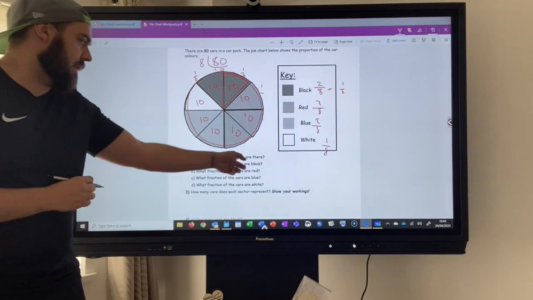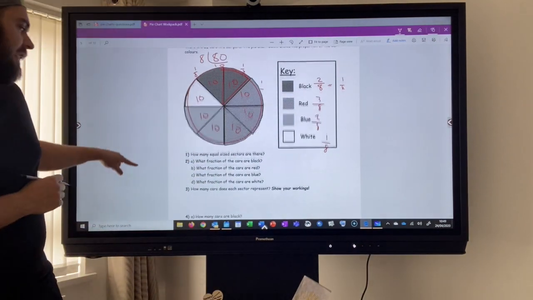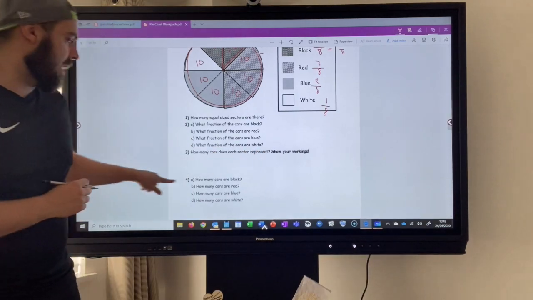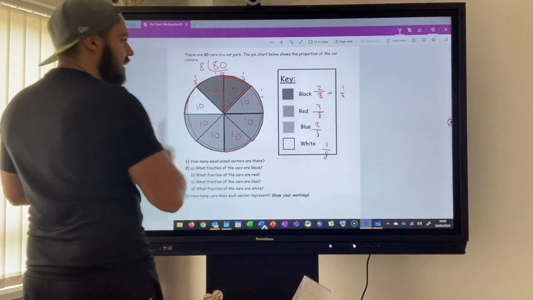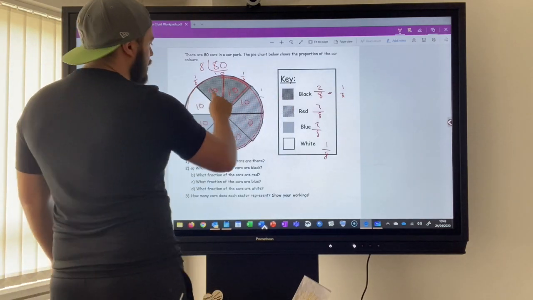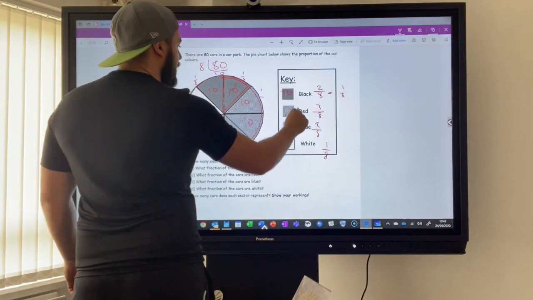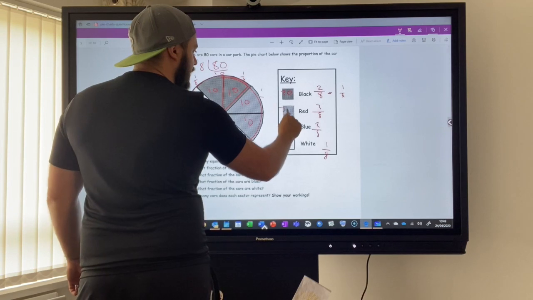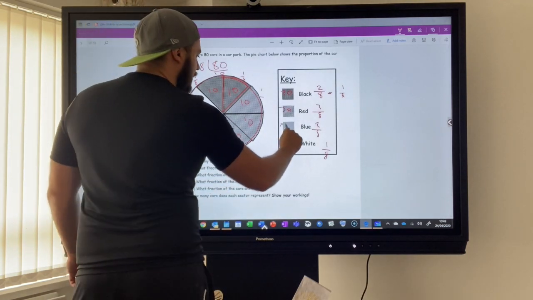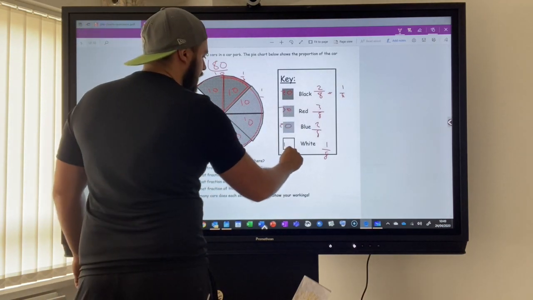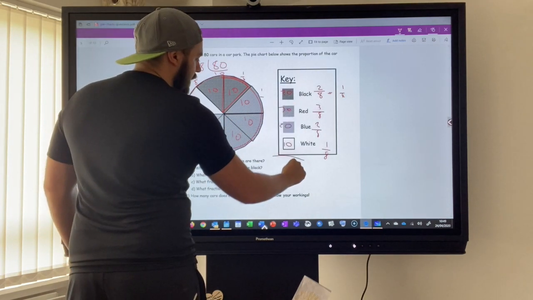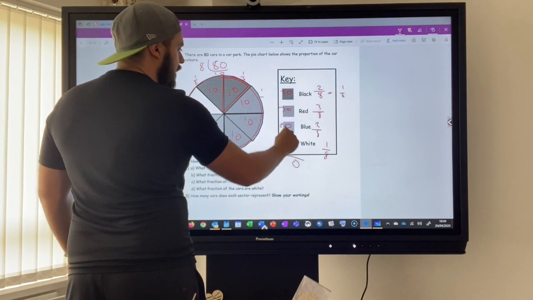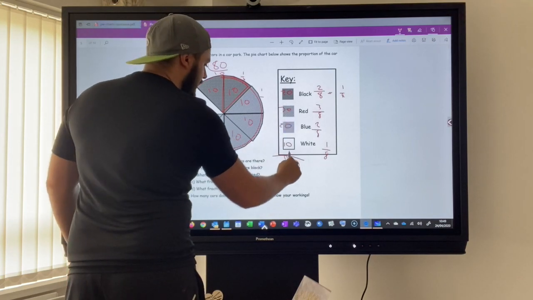How many fractions are red, blue, black, and white? Things like that. It then asks how many cars each sector represents. And we've just answered that because we've said 10 each. So let's work it out. Black, there's 2 tens, so that's 20. Red, there's 3 tens, so that's 30. Blue, there's 2 tens, so that's 20. And white, there's 1 ten, so that's 10. And this should add up to 80. 0 plus 0 plus 0 plus 0, then 1, 2, 3, 4, 5, 6, 7. Yeah, it does.